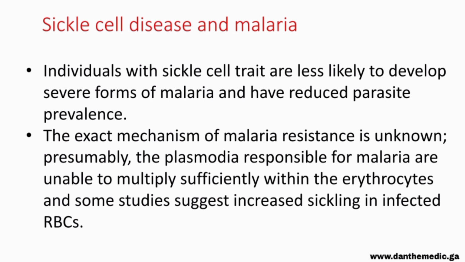Let's talk a little bit about sickle cell disease and malaria. It's quite interesting that individuals with sickle cell trait are less likely to develop severe forms of malaria, and they have reduced parasite prevalence. The exact mechanism of malaria resistance is unknown, but it's presumably a result of the plasmodia being unable to multiply sufficiently within the erythrocyte. And there are also some studies that suggested that there is increased sickling in infected red blood cells. So the exact mechanism is not really known. More studies need to be done.